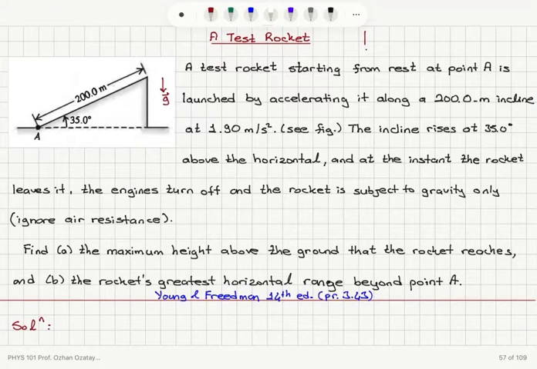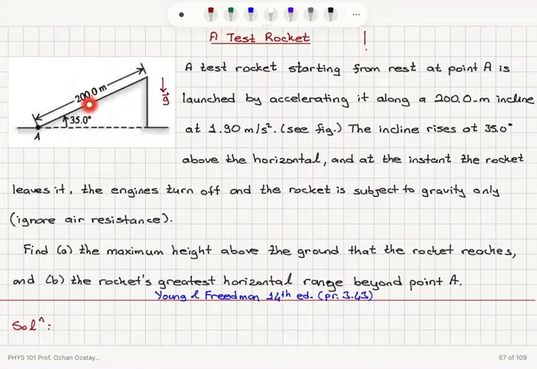A test rocket starting from rest at point A is launched by accelerating it along a 200-meter incline at 1.9 meters per second squared. The incline rises at 35 degrees above the horizontal, and at the instant the rocket leaves it, the engines turn off and the rocket is subject to gravity only. Ignore the air resistance. Find the maximum height above the ground that the rocket reaches and the rocket's greatest horizontal range beyond point A.